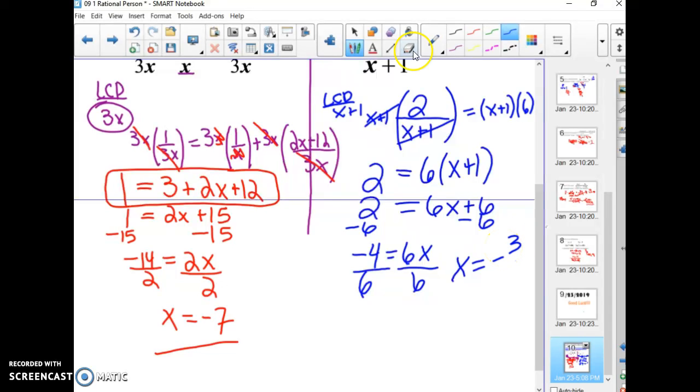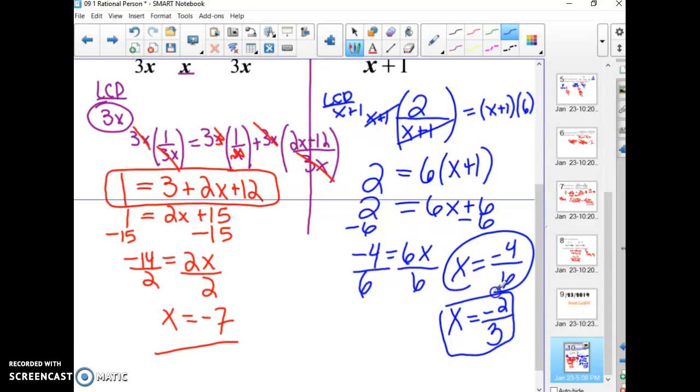Excuse me. I'm saying negative 4 over 6, which is the same thing as negative 2 over 3. That's what it simplifies to. But if you had that, give yourself a big, huge pat on the back.